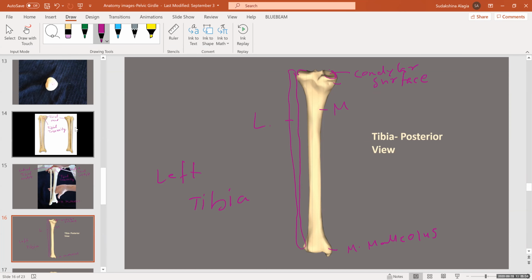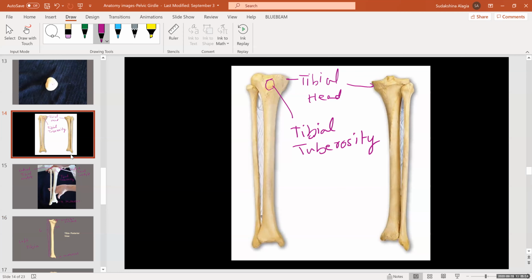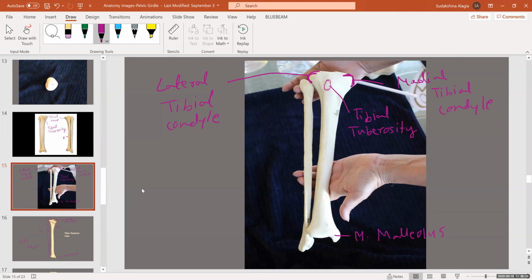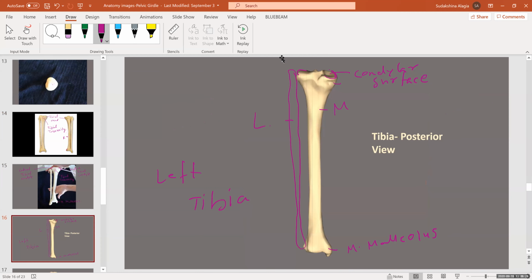Tibia is the medial bone. If it was right, then this is the right side. Medial malleolus. This is why I was saying medial malleolus. If you know the medial malleolus, it's much easier to identify left versus right. This is the interior of the ankle.